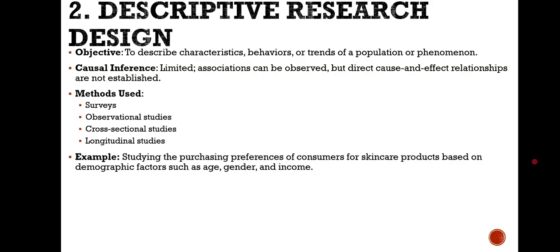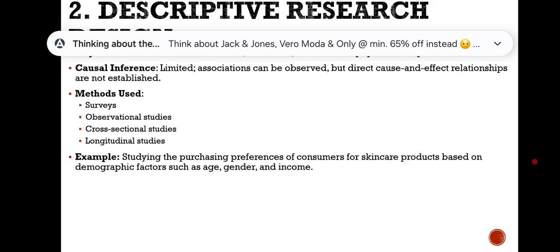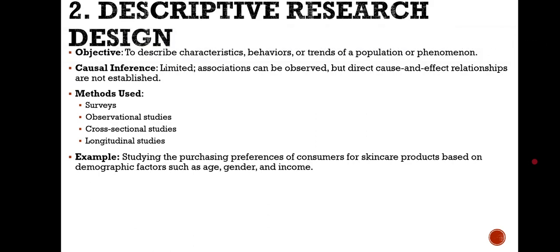Next, we have the descriptive research design, and the objective of descriptive research design is to describe the characteristics, behavior, or trends of a population or phenomena. So here the causal inference is limited. Association can be observed, but direct cause and effect relationships are not established in case of descriptive research design.